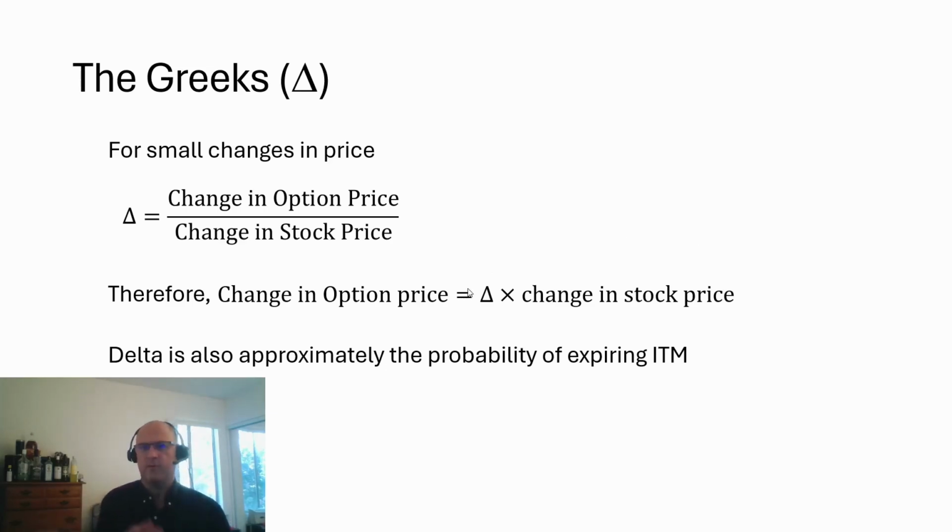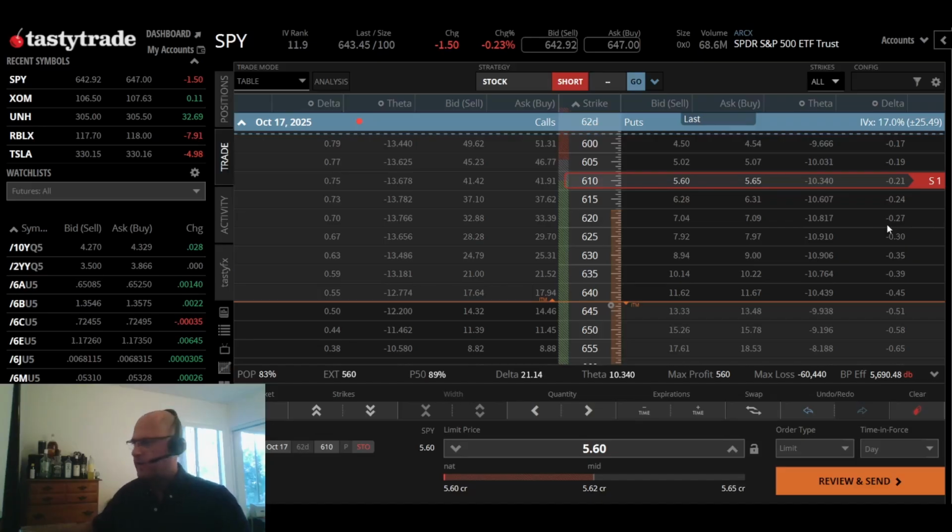If you have a 30 delta option and the stock moves $1, you would expect that option to change in price by 30 cents. You would expect this option to lose 21 cents in price. So instead of being roughly 5.60, it would be 5.39. And if we were to move $2, it would lose roughly another 21 cents. So that's all delta is. Let's go back now to the presentation and discuss the next Greek.